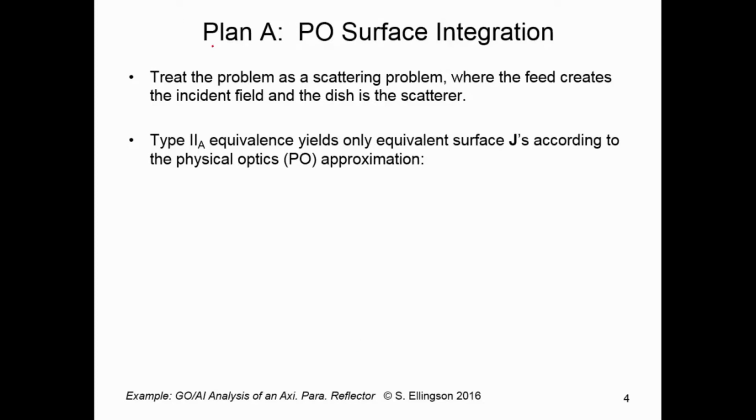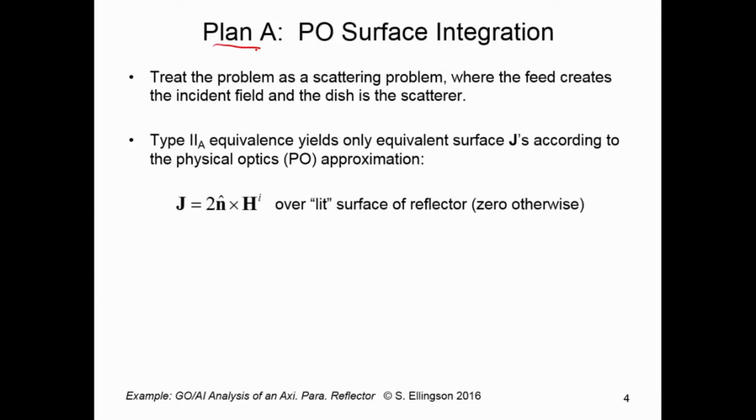Plan A, very common way to go, is physical optics surface integration. In other words, we treat the problem as a scattering problem where the feed creates the incident field and the dish is the scatterer. We use what I've been calling type 2A equivalents, and this yields only equivalent surface electric currents, not magnetic currents, according to the physical optics approximation. So the steps look like this.